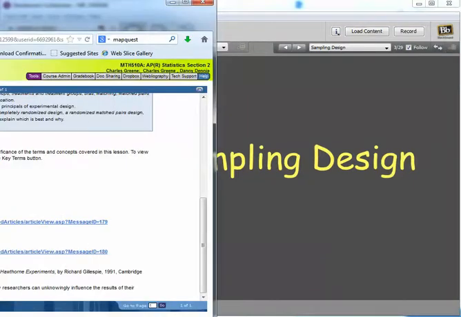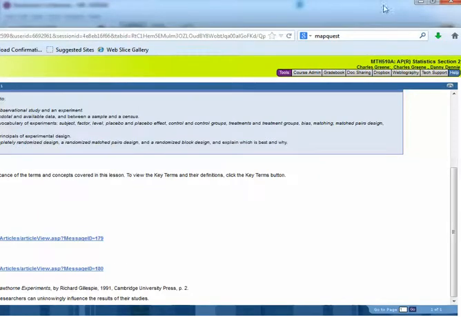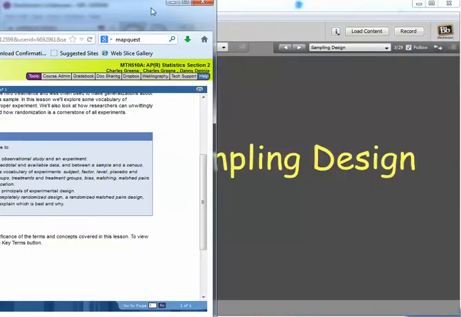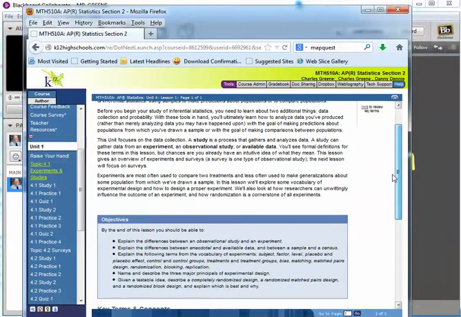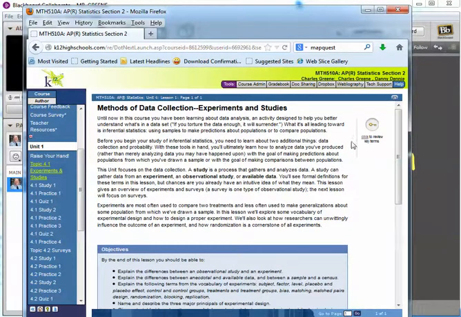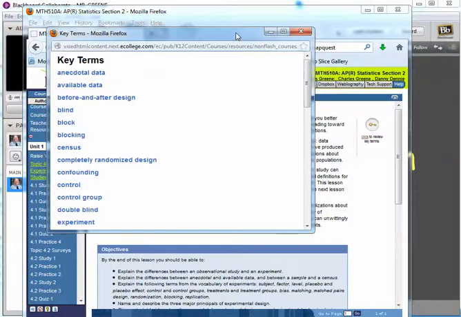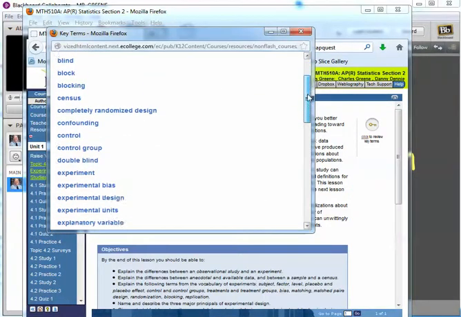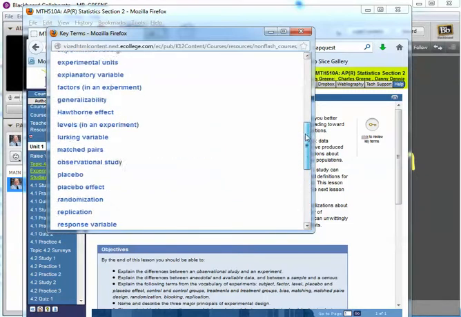Now, what I've pulled up here is a version of your course. I'm just looking at the topic 4.1 experimental designs, and if you click right here, it's going to show you all these terms that you need to be able to learn. There's not going to be much math, much calculation that you're going to have to do. It's just a lot of terms that you've got to define.